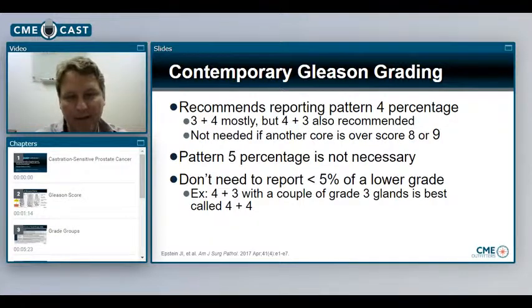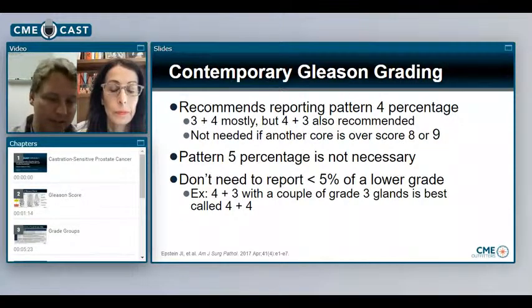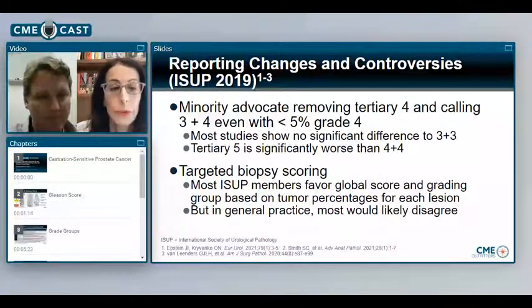And the other thing that's now in play is the presence of a minor component of a lower grade. Say you have a couple of glands of 3 in a core which has diffuse pattern 4. It would make no sense to call that a 4+3. You just exclude those couple of glands of 3, and you just call that a 4+4. Because that's going to drive the prognosis for sure. Right.